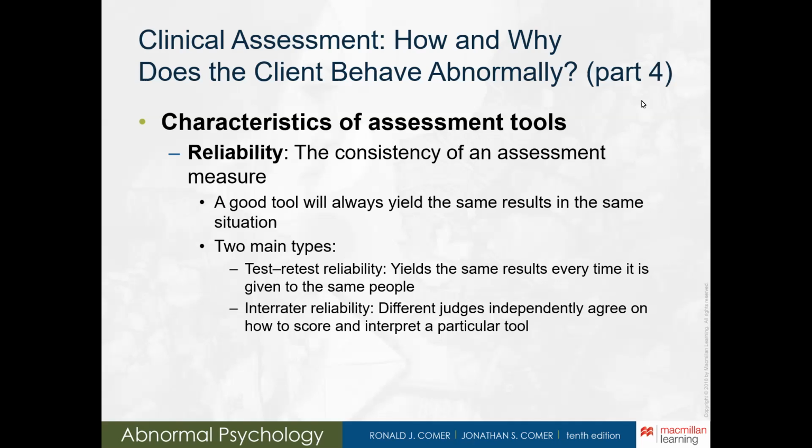And then we have reliability. This is the consistency of an assessment tool. And a good tool will always yield the same result in the same situation. There's two types of reliability. There's test retest reliability and inter-rater reliability. Test retest reliability yields the same results every time it's given to the same people. Inter-rater reliability is where the people who are administering this tool are essentially looking at the results independently and they agree how to score and interpret a particular tool.